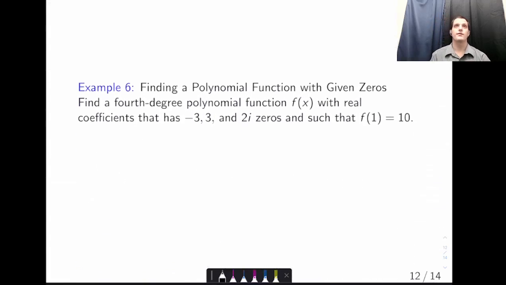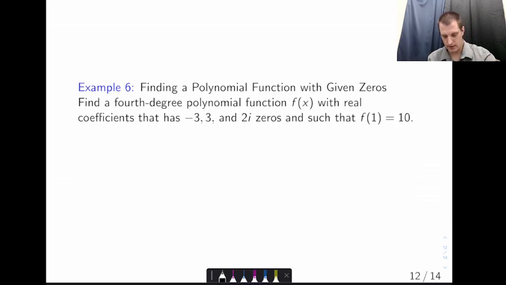All right, let's combine a few of these together. So finding a polynomial function with given zeros. Find a fourth degree polynomial function f of x with real coefficients that has -3, 3, and 2i as zeros such that f of 1 is equal to 10.